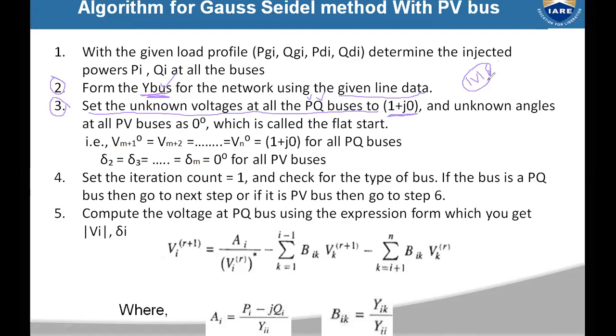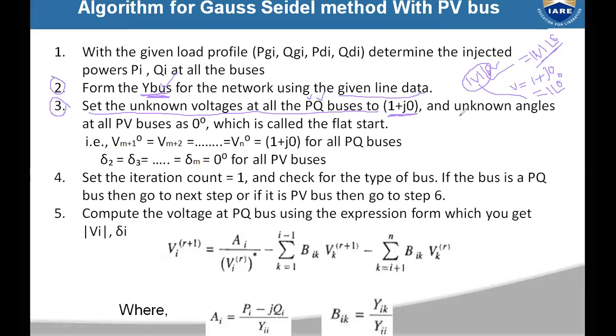That means this voltage, magnitude of voltage and delta angle together, if you represent it, will be a complex number, which is some voltage magnitude at an angle delta. So this voltage, which is a complex value, can be represented as 1 plus J0. This is called the flat start. 1 plus J0 can be written as 1 at an angle of 0 degrees. So the unknown two variables at the PQ buses, magnitude of V is assumed to be 1 per unit and delta is assumed to be 0 degrees.